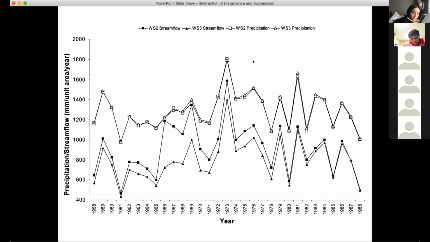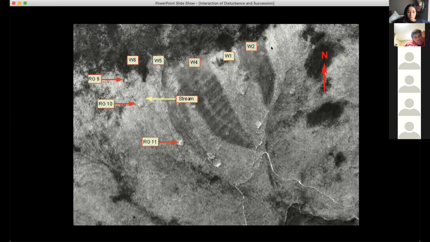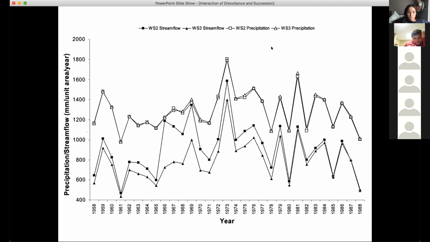And so here you have precipitation and stream flow. And so the dark icons are stream flow. The open icons are precipitation. The squares are Watershed 2, and the triangles are Watershed... Oh, I have Watershed 2 and Watershed 3 actually. There's Watershed 2. Where is Watershed 3? I guess it's next to it over here. So Watershed 2 and Watershed 3.